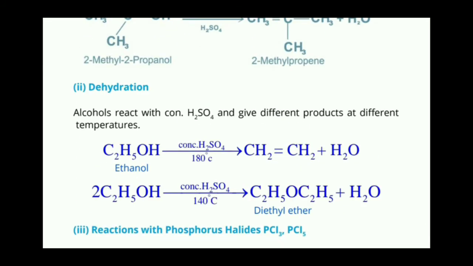Okay, second group of reactions are those named as dehydration. Dehydration, as the name suggests, is the removal of water. D means removal, hydration means water. So water is removed from alcohols in the presence of some dehydrating agent, which is concentrated sulfuric acid. So basically, alcohols react at two different temperatures with concentrated sulfuric acid to give two different products. The first one is the ethanol reacts with concentrated sulfuric acid at 180 degrees centigrade and gives ethene. In second reaction, ethanol reacts with concentrated sulfuric acid at 140 degrees centigrade and gives diethyl ether.